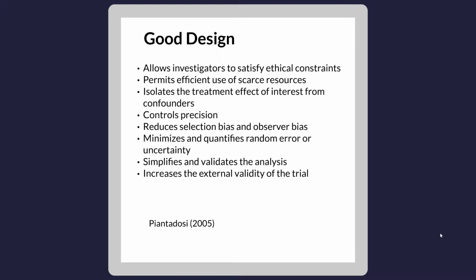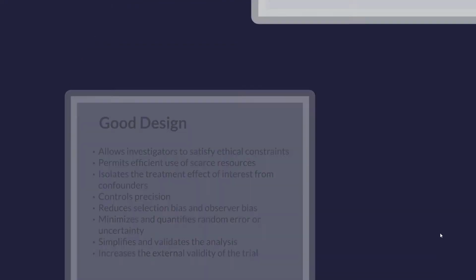Good design will simplify and validate the analysis and will increase the external validity of the trial. So if we run this study and we have these results and no one ever is able to reproduce these in any other manner, then the trial is not externally valid. So besides analysis following design and keeping an eye on the statistical considerations for bias and error, what else do we need to think about?